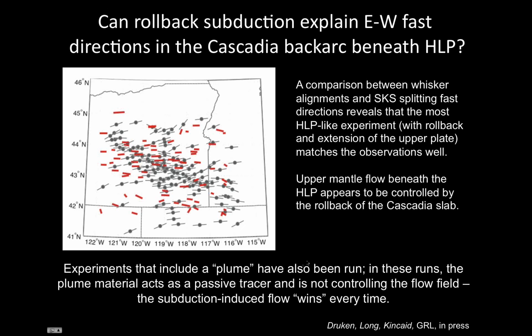And one thing that I'll just say in passing, I don't have any results from these experiments in the talk, but Kelsey and Chris have also been running experiments that include a plume, so include hot buoyant material coming up from the bottom of the tank. And what they found is that in these plume experiments, the plume material really acts as a passive tracer. So the plume is not controlling the flow field. Instead, it gets caught up in this subduction-controlled flow field.